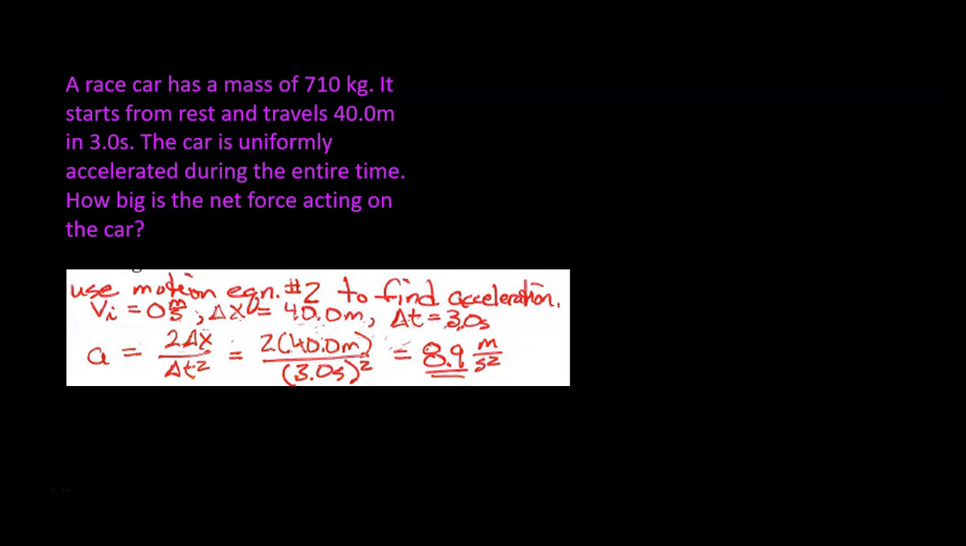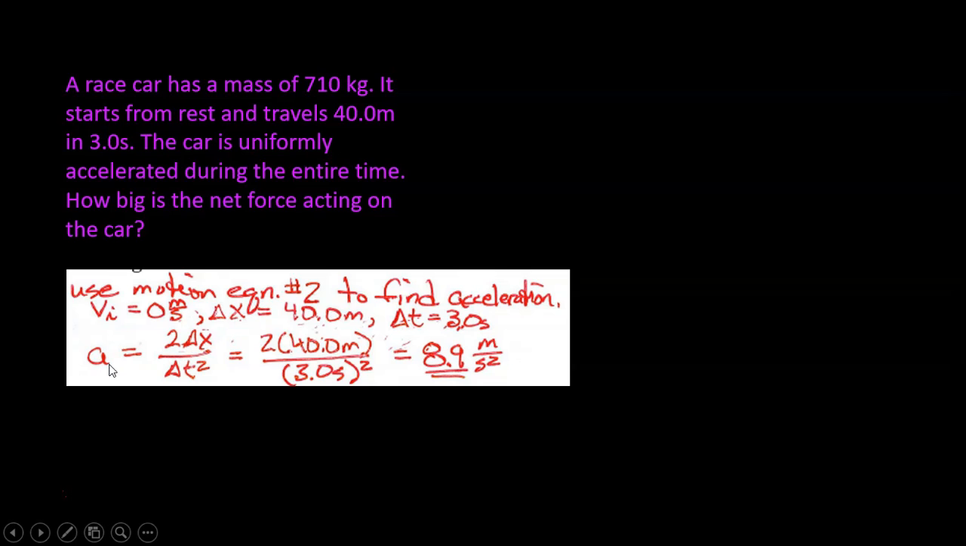So first we want to look at the quantities we know, the kinematic or motion quantities. We know the initial velocity is 0 because it starts from rest. Displacement is 40 meters and elapsed time is 3 seconds. So we need to find the kinematic equation that has these three quantities plus acceleration. Well, that happens to be motion equation 2.